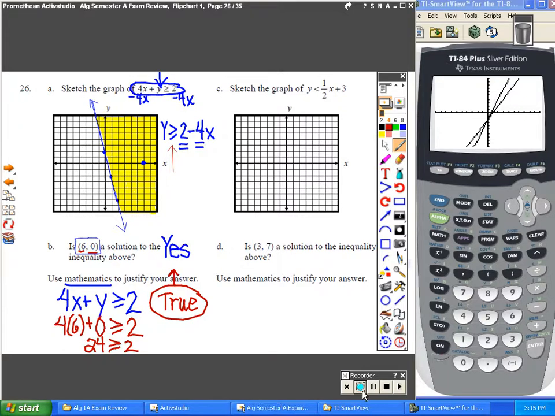The second one will start very similarly. The y-intercept is at 3, so I'll start at 3. My slope here is up 1 over 2, up 1 over 2, and I'll repeat that, and then I'll connect those with a line. I need to tell you that this should not be a solid line, but I'm going to show you a little trick. Draw it solid, and then just go back with your eraser and make it dotted.